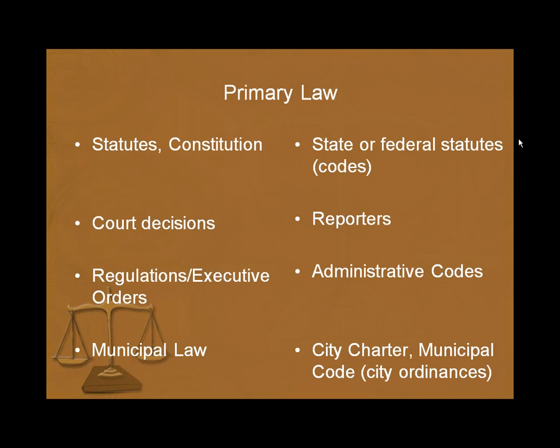Okay, so, I'll recap very briefly. Statutes and constitutions are what we find in the state and federal statutes or codes. Court decisions from the judicial branch are found in reporters. Regulations and executive orders from the executive branch are found in administrative codes collections. And then from the municipal law perspective, we have law in the form of city charters, which is basically our constitution at the city level, and then municipal code or city ordinances. You'll see them called both of those.